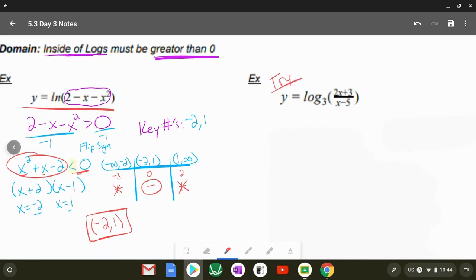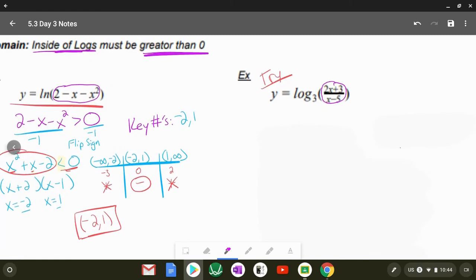If you're stuck, here's the hint. Again, we're taking the inside of this function, and we got to set it greater than 0. So if you're stuck, we set that up, and your key numbers after you're solving are going to end up being -3/2, and then 5. So if that helps you out, go ahead and pause the video again, and then finish it.